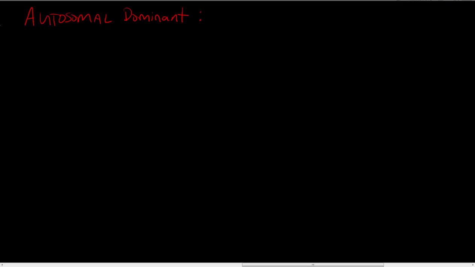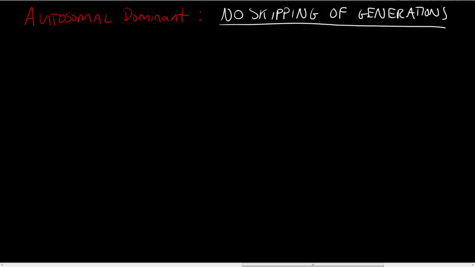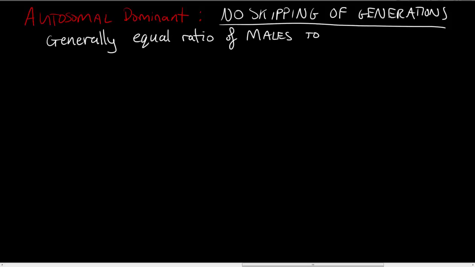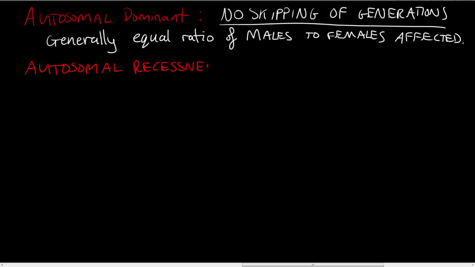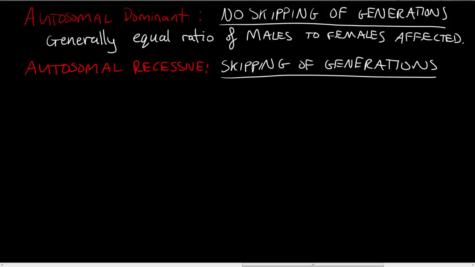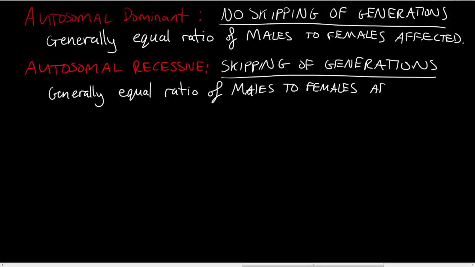So we have autosomal dominant patterns. In these ones, we can observe that there's no skipping in generations. That means that the trait appears in every generation. And generally, there's an equal ratio of males and females affected. These ones are fairly obvious to see. Autosomal recessive. With this type of pattern, there's skipping of the generation. So sometimes you won't see the trait in a generation, and then it'll just reappear suddenly. And again, generally there's an equal ratio of males and females affected.